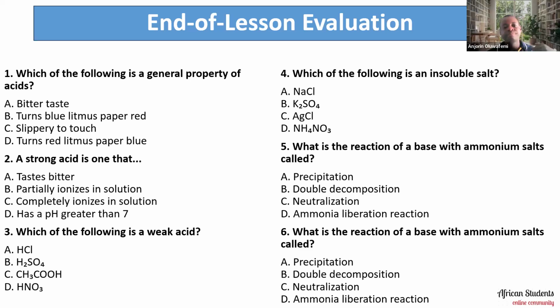Number 2: a strong acid is one that A, tastes bitter; B, partially ionizes in solution; C, completely ionizes in solution; D, has a pH greater than 7. So what do you think the answer to that question is? Please put it in the comment section, and then I will react appropriately.